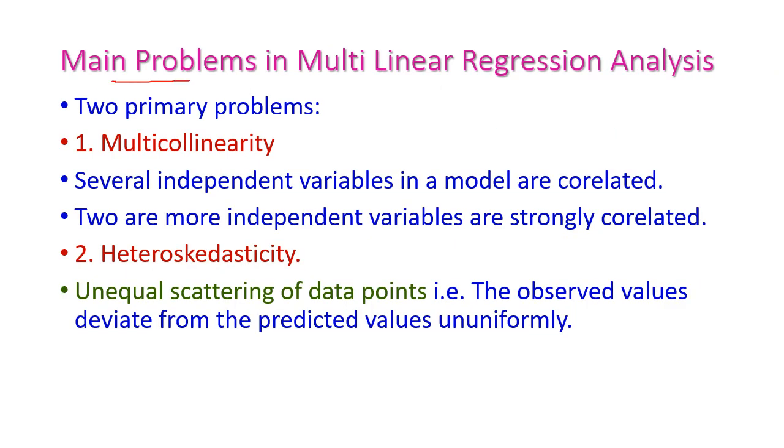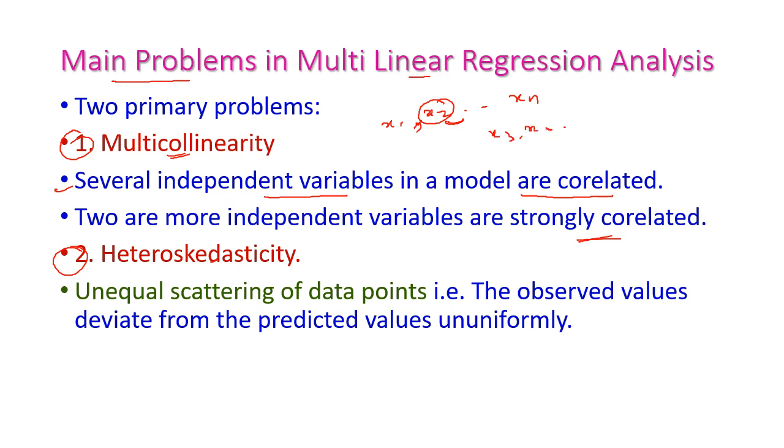The main problems in multilinear regression analysis. There are two main problems. The first one is multicollinearity and the second one is heteroskedasticity. Multicollinearity means several independent variables are correlated to each other. The independent variables are x1, x2, etc. up to xn, isn't it? The x values are normally independent, but here some of the x values are strongly correlated to each other. That means if the x2 value changes, that will affect x3, x4, etc.